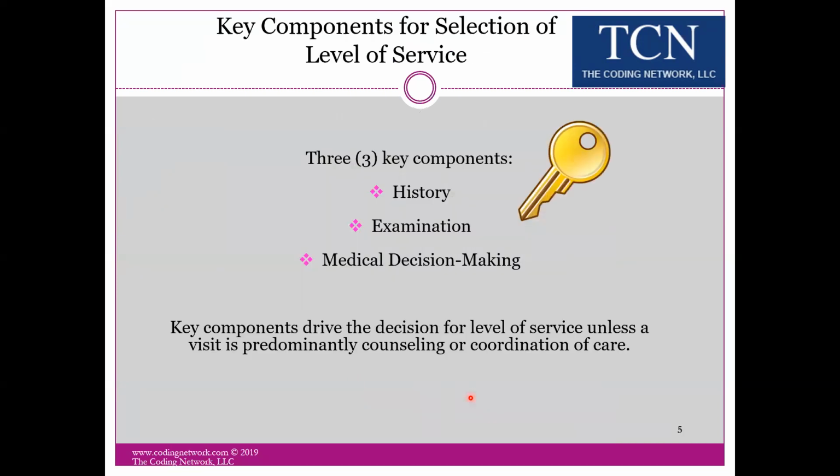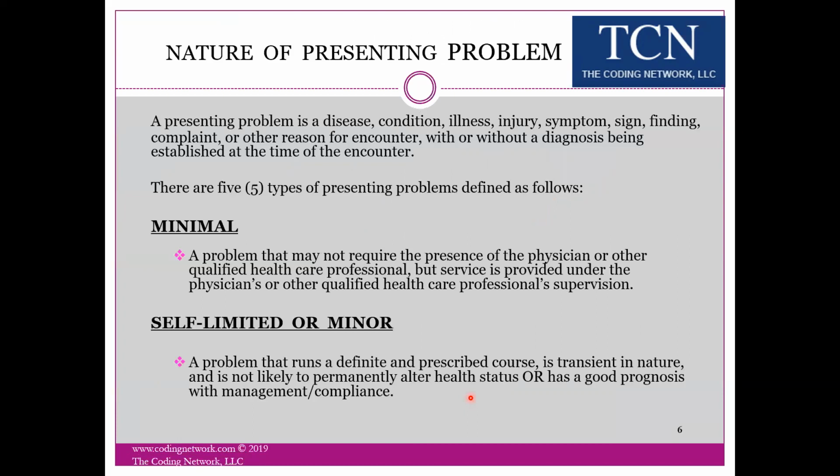But let's start out talking about the first 3 key components, what you typically use to determine your level of service. Taking into consideration what they call the nature of the presenting problem. And there's 5 of them. What this really has to do with is the nature of the presenting problem the patient comes in with should correlate to the level of service chosen and the complexity.